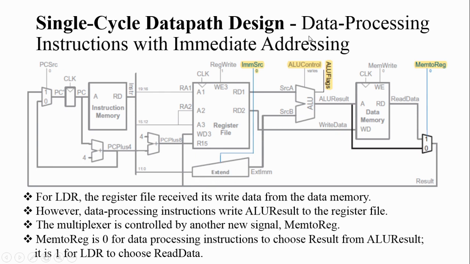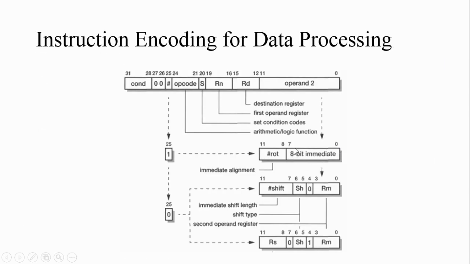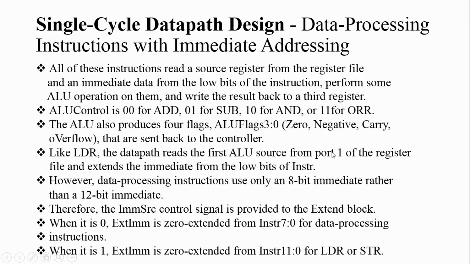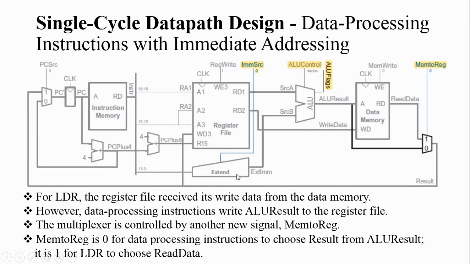But here in data processing instruction, there is a small difference. In the case of load, you are giving 12-bit immediate value. In the data processing instruction, you will be getting only 8-bit immediate value. So you need to perform sign extension on 8-bit value. So for that, you are adding one more control line here, known as immediate source, right?